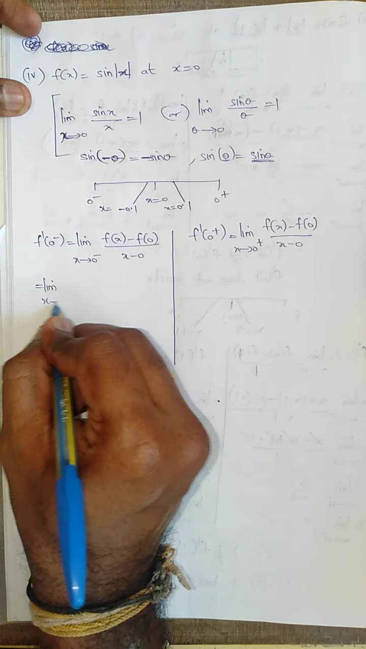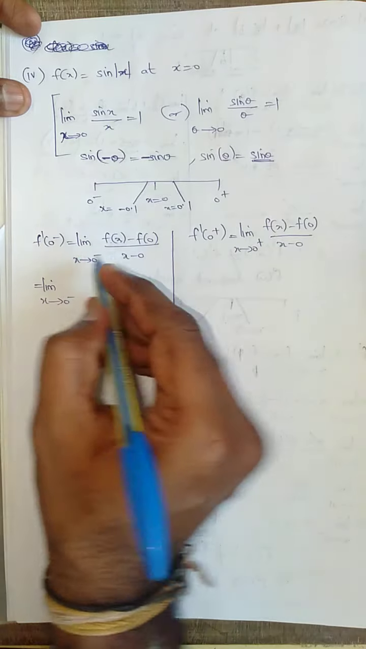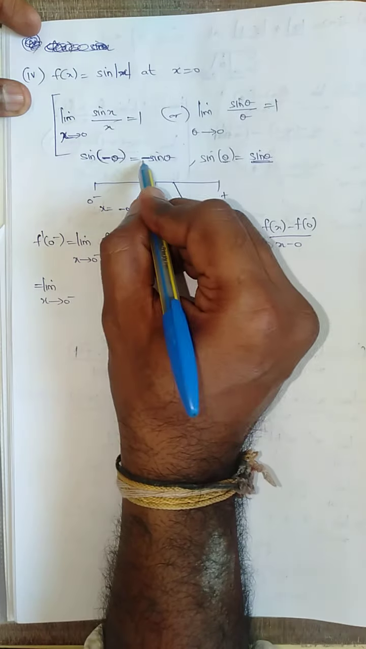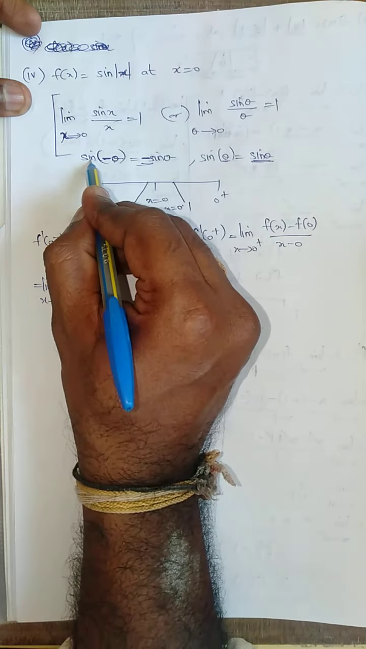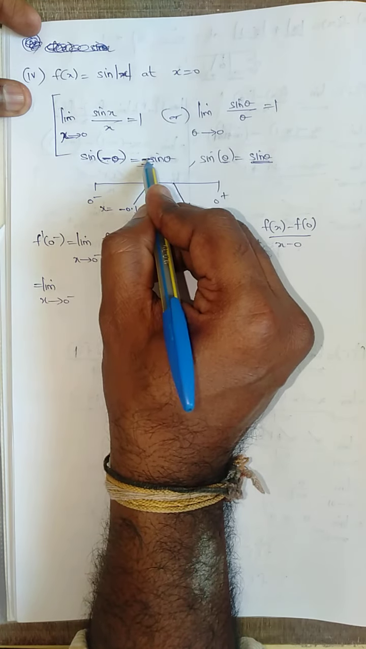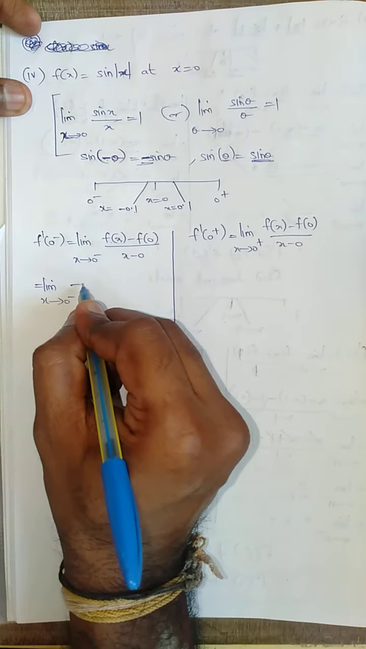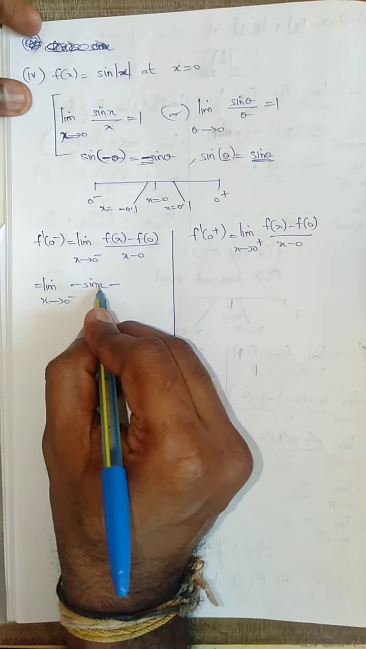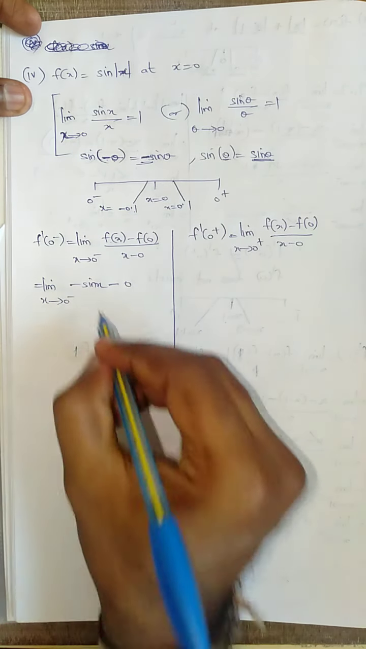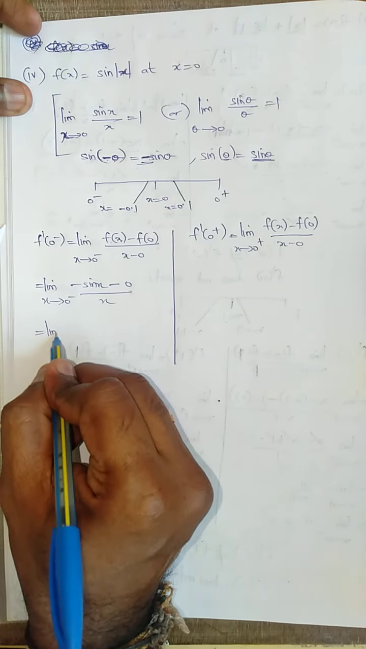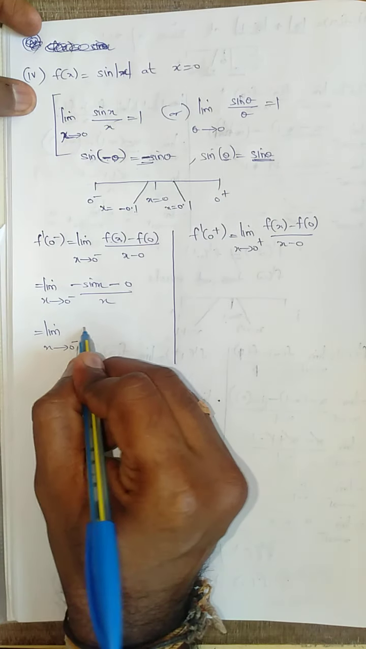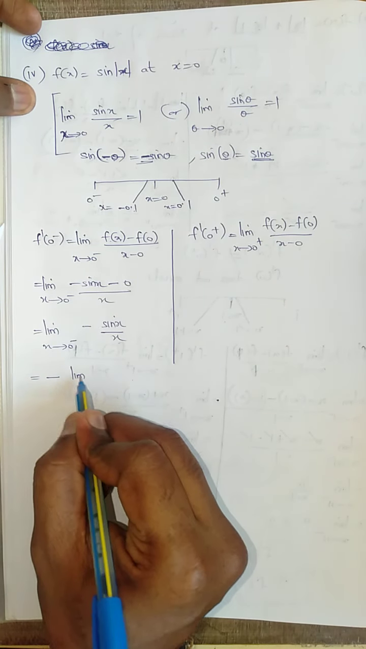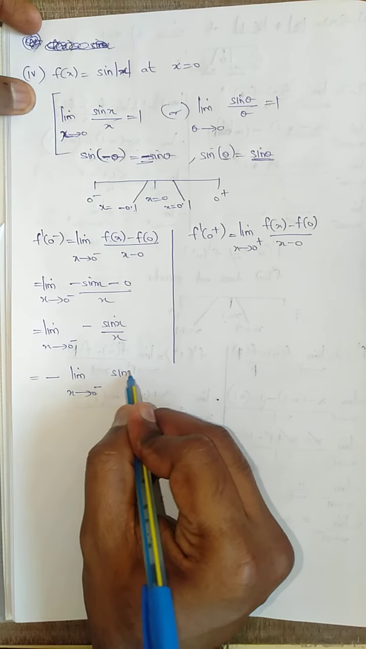So limit x tends to 0 minus, f of x, left hand, minus 0.1. Sin of minus 0.1 gives a minus answer only. Sin of minus is minus sin, so the answer is going to be negative only. So I can write minus sin x, minus f of 0. Sin 0 is nothing but 0, divided by x minus 0 is x. So limit x tends to 0 minus, minus of sin x divided by x. Let this minus move outside: minus of limit x tends to 0 minus, sin x divided by x.